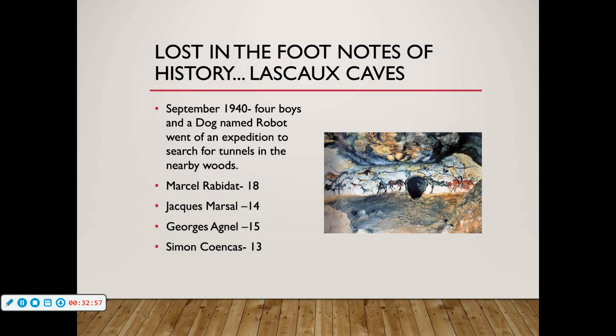During this time that they're exploring the woods, Robot takes off into the woods after something, and they're looking for him. Marcel, the story goes, ends up finding the entrance to a cave that they thought maybe some game or a rabbit had gone into, and that's what Robot was chasing. So they decide to start looking and digging around to see what they can find, and they actually end up finding a cave.